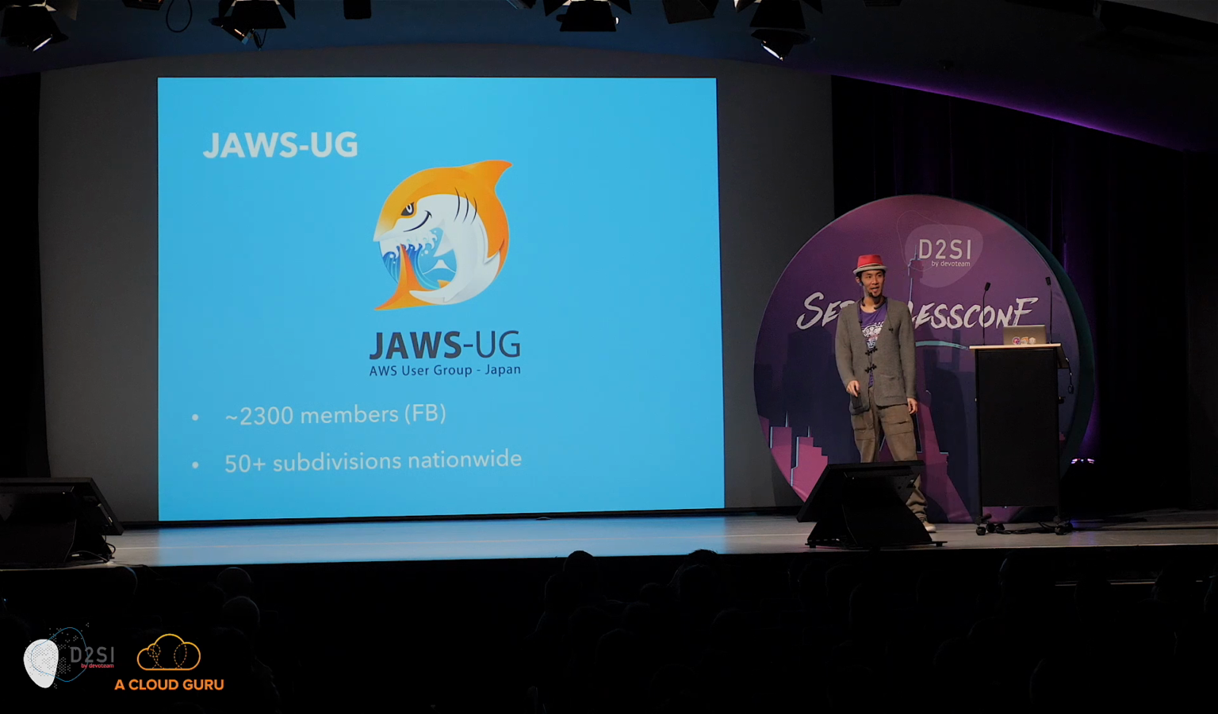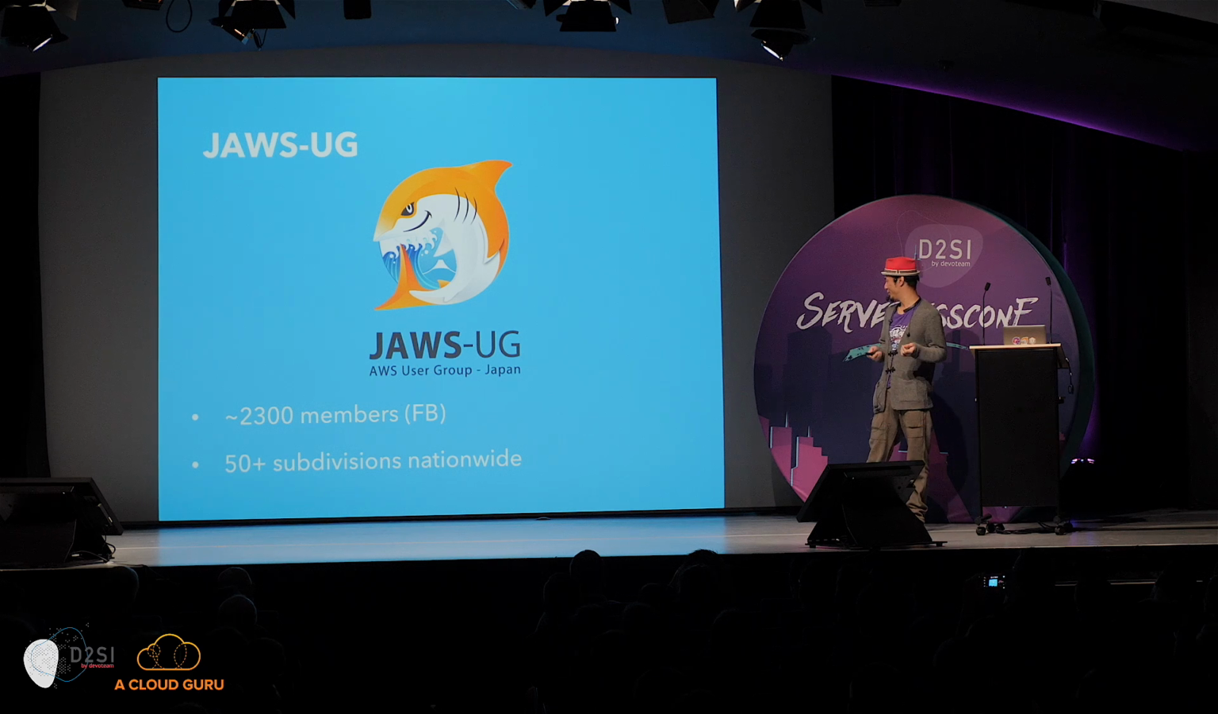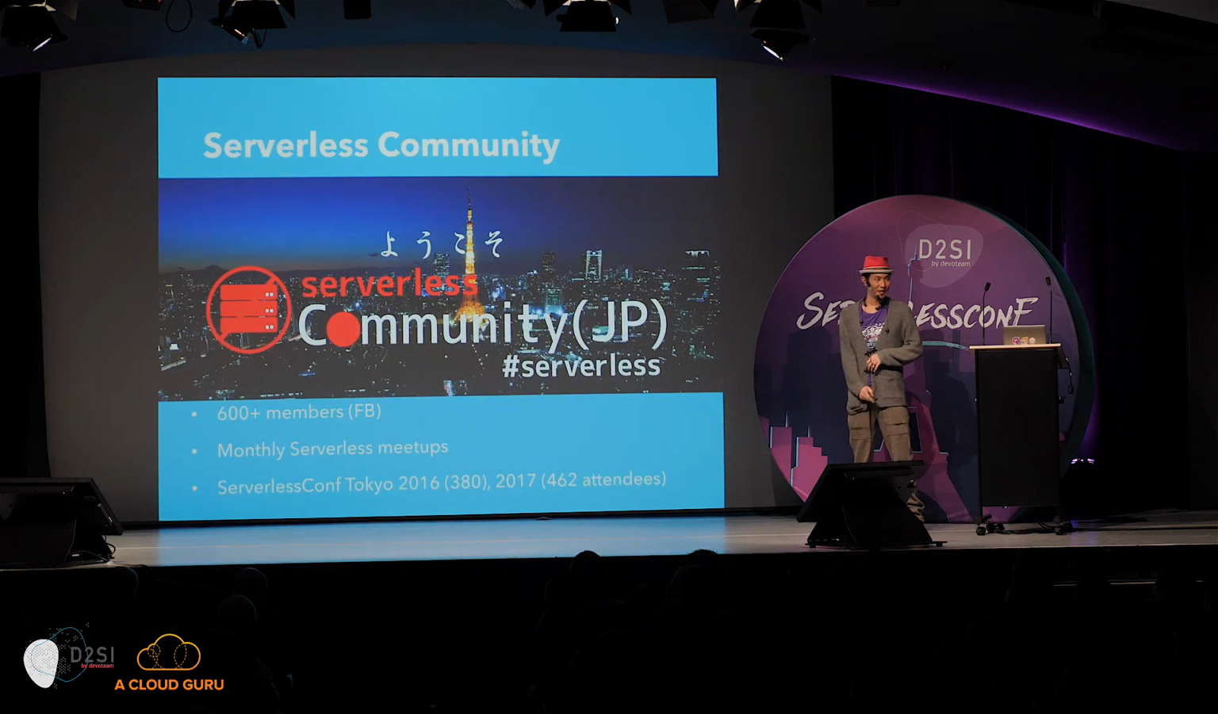I'm involved in the Japan AWS users groups. There's like thousands of members, 50 subdivisions nationwide, probably one for each prefecture. I'm also the core member of the Serverless Community in Japan. There's over 600 members, and we had Serverlessconf Tokyo in the previous 2 years, with over 400 attendees.